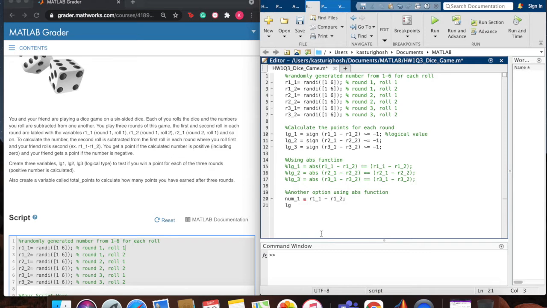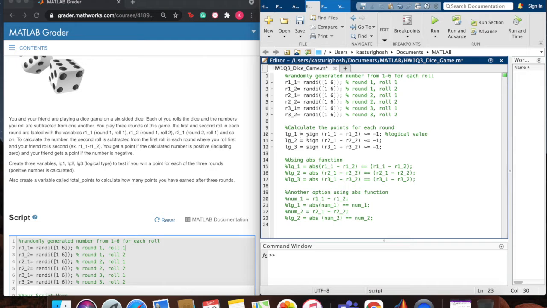And then I would use the absolute function to check if this value is positive. So I would say ABS num1 equal to num1. And in a similar way, okay, I'm going to comment these out because I've already written the code for LG1, right? And that would give me an error if I have two LG1s. Okay. So in a similar way, I would also write num2 for round 2. So R2 1 minus R2 2 would be num2, and then LG2 would become ABS num2 double equals num2. So as you can see, there are multiple ways of writing this particular question.